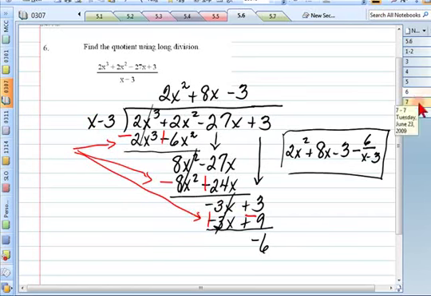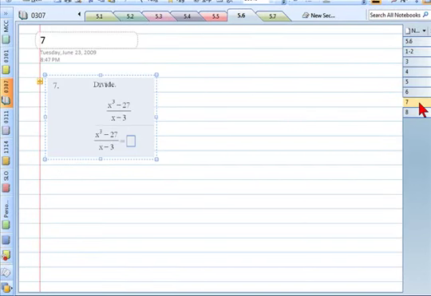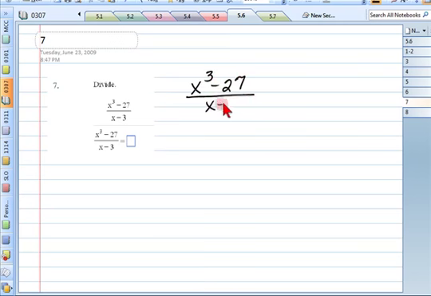All right, let's go to 7. Now 7, I'm going to rewrite the problem. It says x to the third minus 27 over x minus 3. Now, do you notice something a little funny about that numerator?